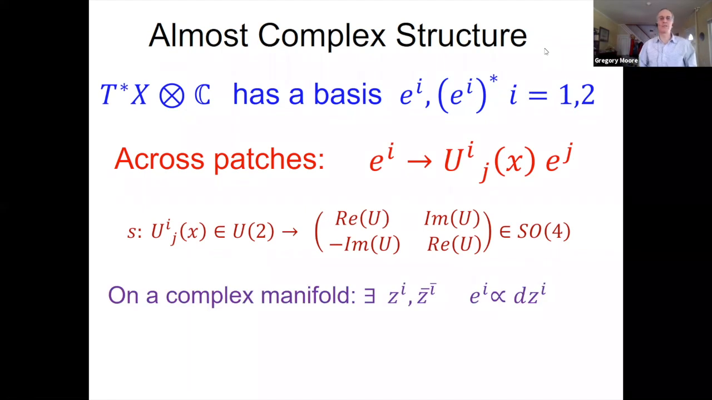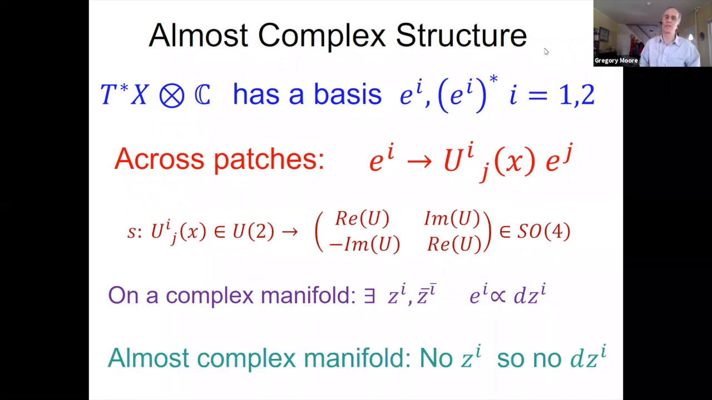Now, on a complex manifold, you can find holomorphic coordinates, z^i and z-bar^i, such that the e^i are proportional to the dz^i. But on an almost complex manifold, there are no z^i, there are no dz^i, but there's still the e^i, so you could still talk about (p,q) forms.